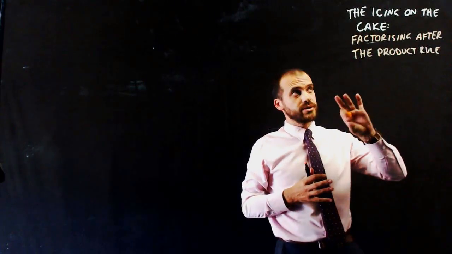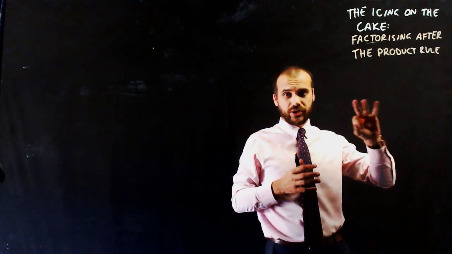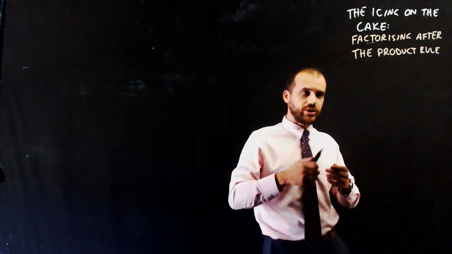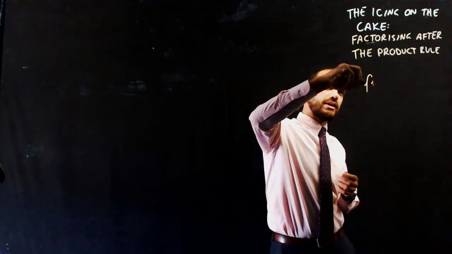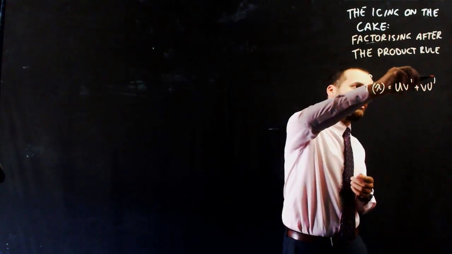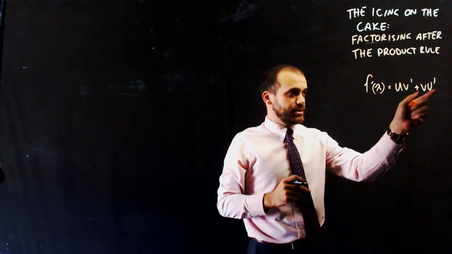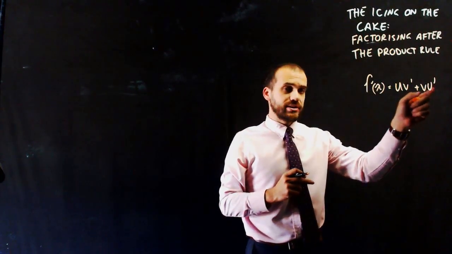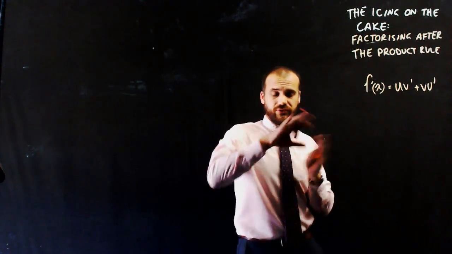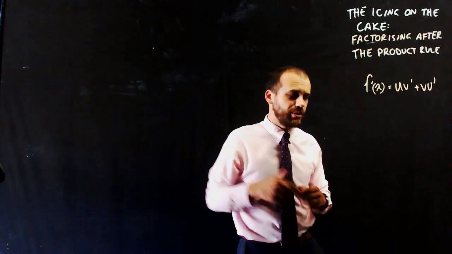Alright, so this brings us to the icing on the cake. That's what one of my colleagues calls this: factorising after you've done the product rule when you're doing differentiation. You should remember that the product rule is f dash x is equal to uv dash plus vu dash. Now, because you've got something plus something else, the something and the something might have a common factor, and if they do, you've got to factorise those things just to make your maths nice and pretty at the end. You'll see what I mean right now.